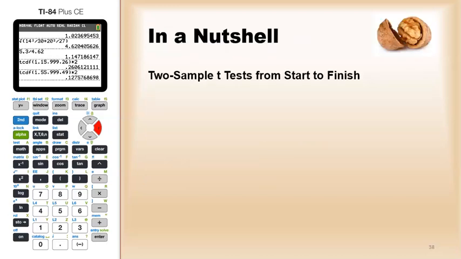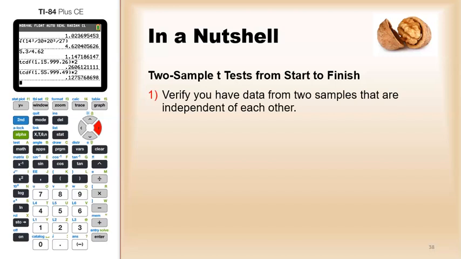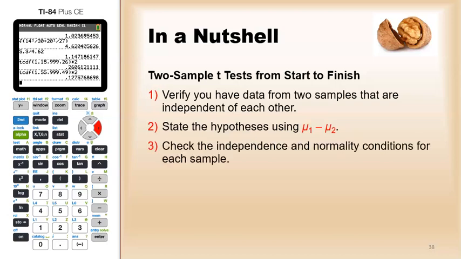So from start to finish, first again, we verify we have data from two samples that are independent from each other. So verify you have unpaired data. State the hypotheses using mu1 minus mu2, or difference of means. Essentially, the difference of means is equal to 0 or not equal to 0. Check the independence or normality conditions for each sample. So you have two different groups. Check the conditions for each group.